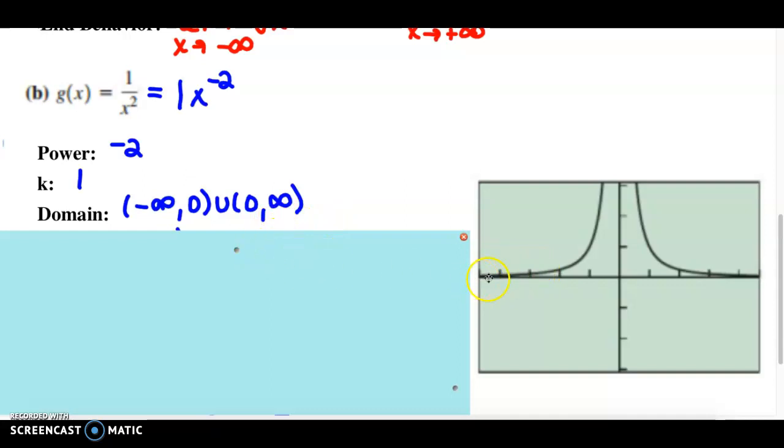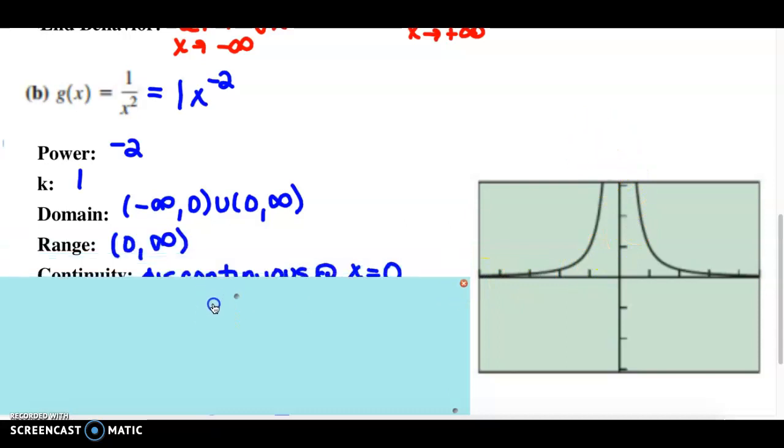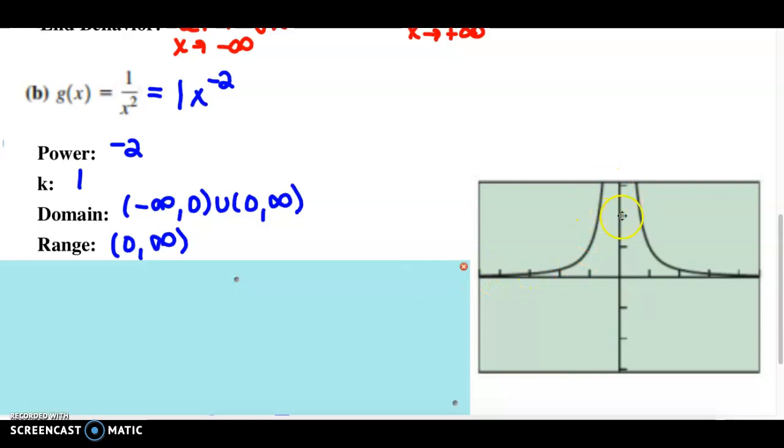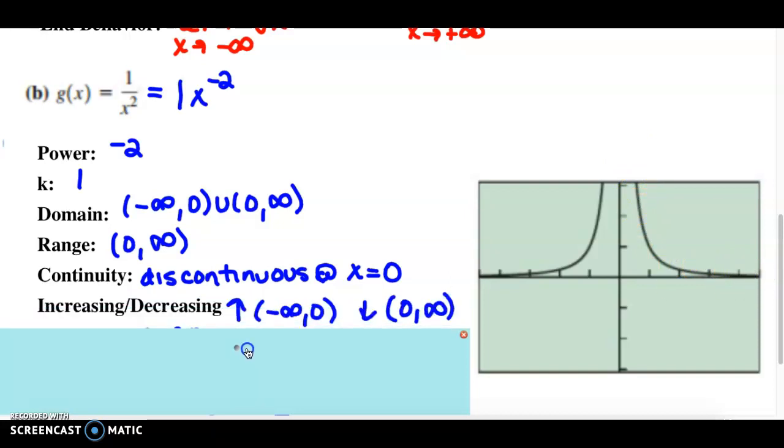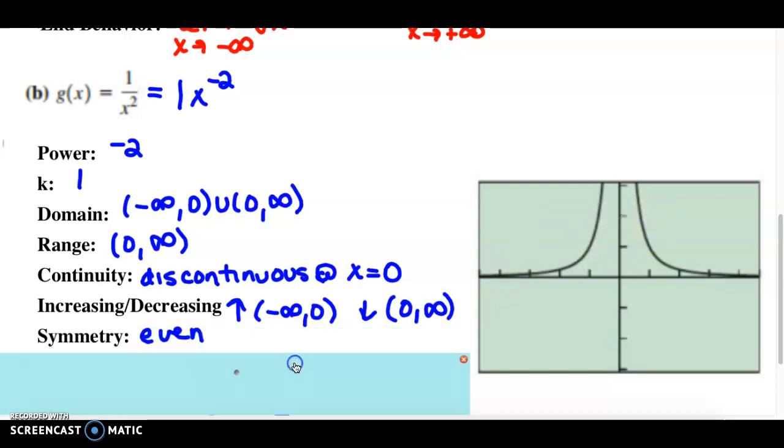Our range, it doesn't quite get to 0, and it goes up to positive infinity, so it would be 0 to infinity. We see that the discontinuity here is that vertical asymptote at x equals 0, so it's discontinuous at x equals 0. And then we talk about where it's increasing and decreasing. So it's increasing on this interval, negative infinity to 0, and then it's decreasing on this interval, 0 to infinity. It is reflected across the y-axis, so it has even symmetry.